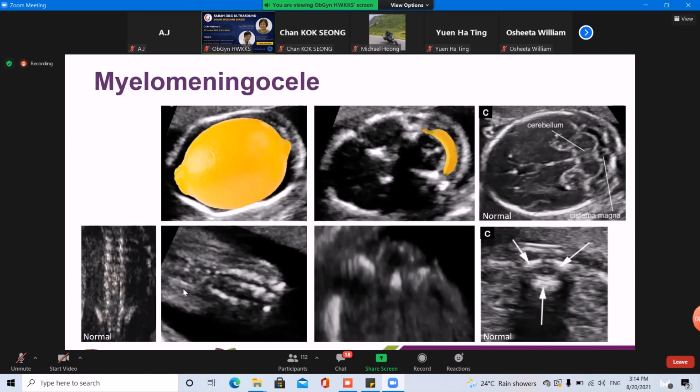And then when you go to the spine, you look at the coronal section of the spine. Instead of parallel alignment, you can see that the posterior elements just splay out. And when you look at the transverse section of each vertebral body, instead of seeing a Chinese character 8, you now see a reverse Chinese character 8. So this is a case of myelomeningocele.